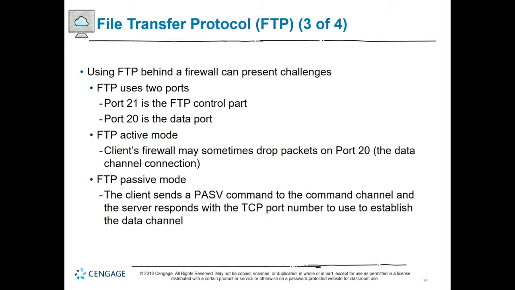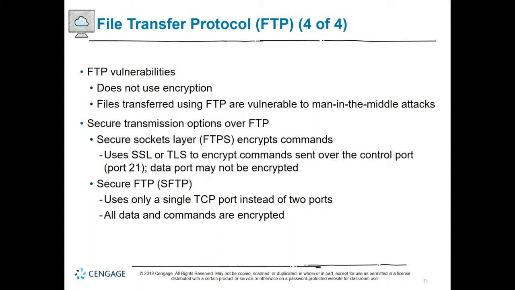In FTP active mode, the client's firewall may sometimes drop packets on port 20. And if it's in passive mode, it's going to send a PASV command to the command channel. Servers will respond with a TCP port number to be used to establish the data channel. Some vulnerabilities of FTP are that it does not use encryption, and it's also vulnerable to man-in-the-middle attacks.